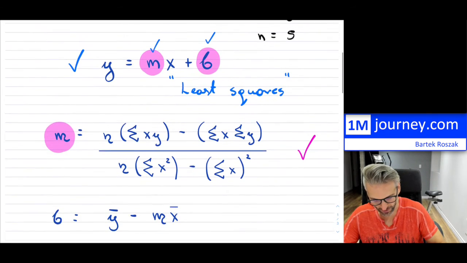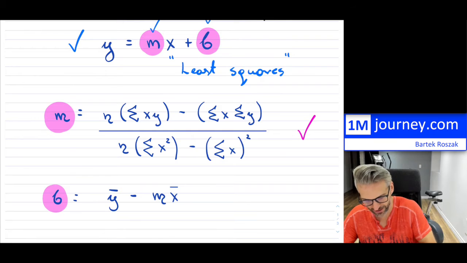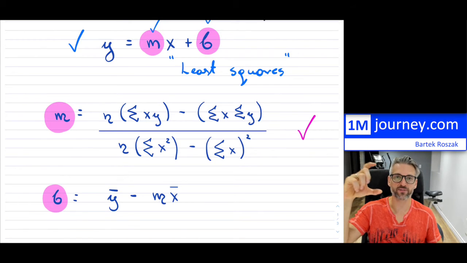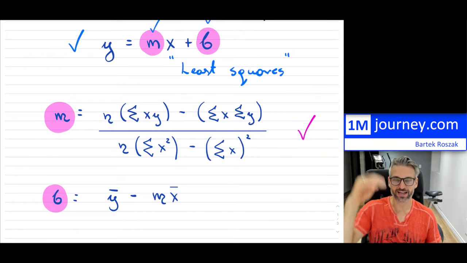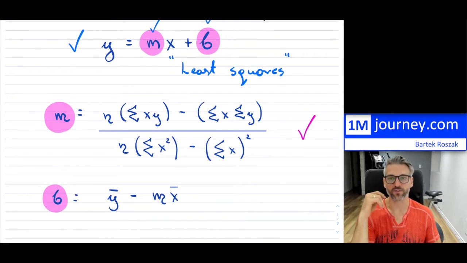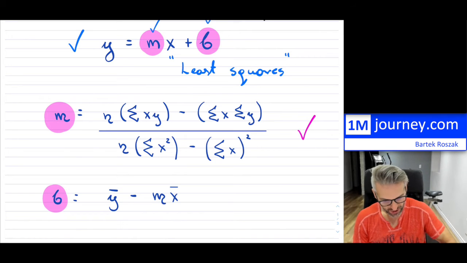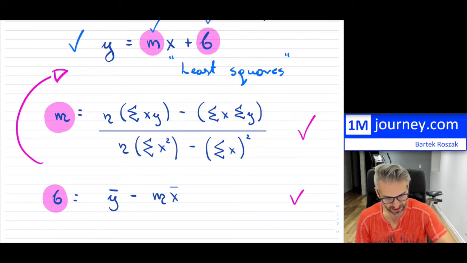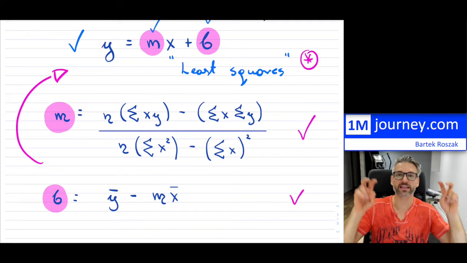We also have a formula which is going to give us the Y-intercept, which is Y bar, meaning the average of the Y values of the dependent variable, minus the M, which we just found up above, times the average of the X values of the independent variable. So we actually have an analytical expression for these so that we can find this line of best fit, assuming that we're doing these least squares.